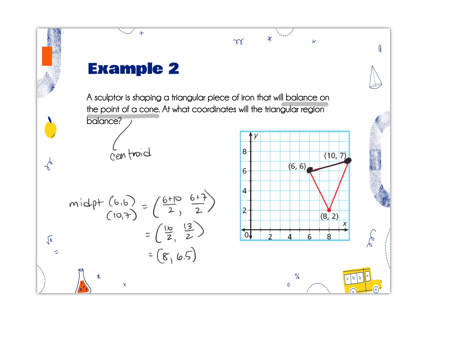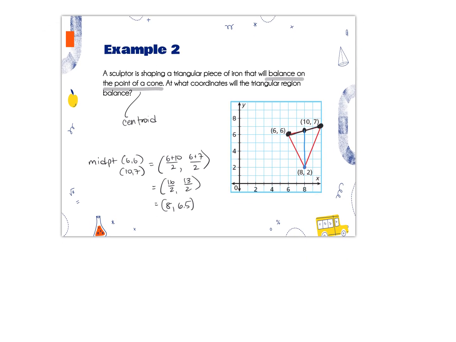So at the coordinate 8 and 6.5: 1, 2, 3, 4, 5, 6.5. Right here, that's the midpoint of that section. So now I'm going to draw my median from this vertex to that point. Now, I'm going to do the same thing with the other side. Let me do a different color. I'm going to do from 10, 7 in purple over to 8, 2.